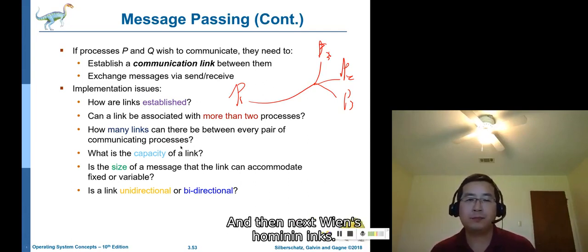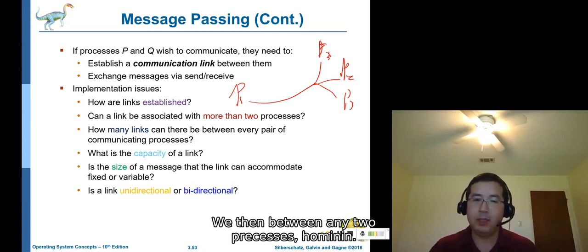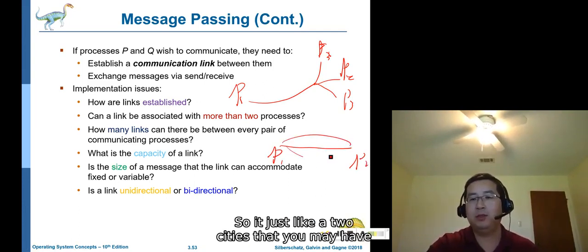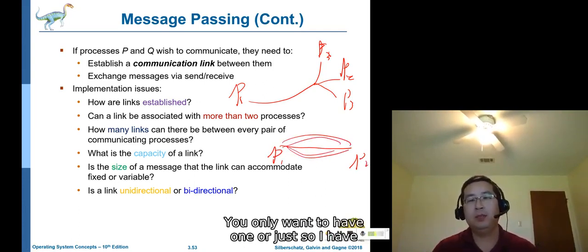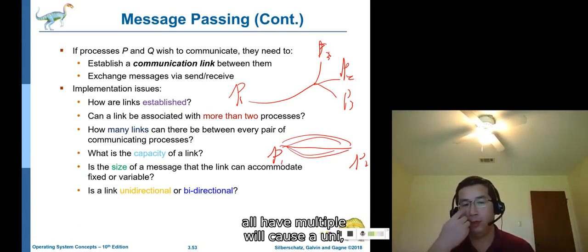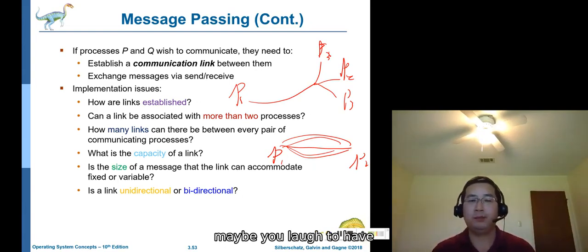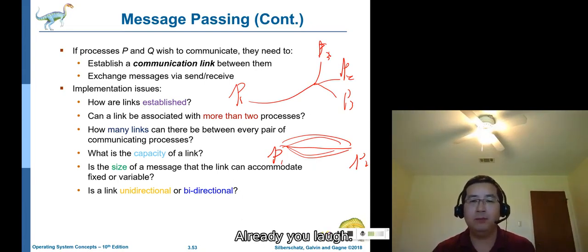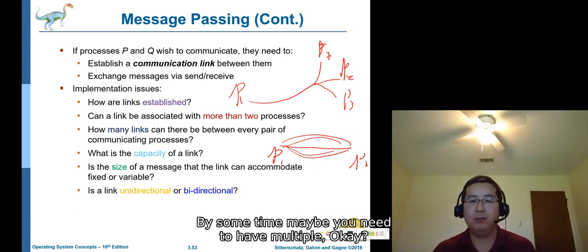The next one is how many links. For example, between any two processes, how many links do you allow? Just like two cities, you may have multiple roads. So you may only want to have one, or have multiple. Of course, maybe one unique link is already enough, but sometimes you may need multiple. It depends.